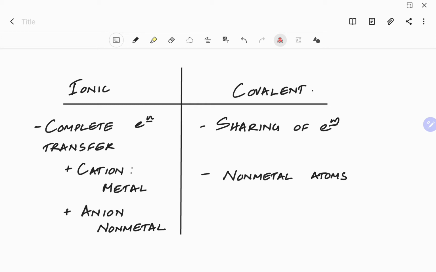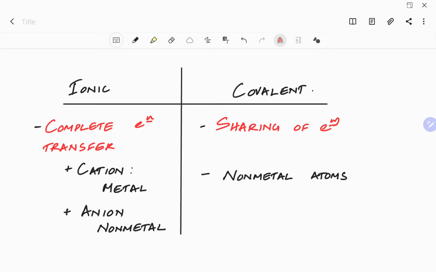The primary difference between ionic bonds and covalent bonds is that in ionic bonds you have a complete electron transfer from one atom to the other. Between two atoms you have a complete electron transfer. And in covalent compounds, you don't transfer electrons between atoms. Instead, you share electrons. Atoms basically share electrons between atoms. So that is the primary difference.